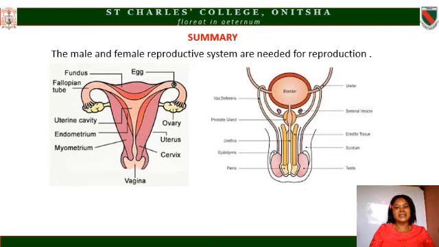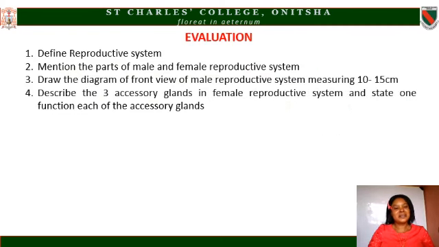Why? This is because the female reproductive system comprises fertilization, growth, and development of the baby, unlike the male reproductive system. That is why the female reproductive system is slightly more complicated than the male reproductive system, but both are needed for reproduction. Now, my students, we have come to the end of this lesson.